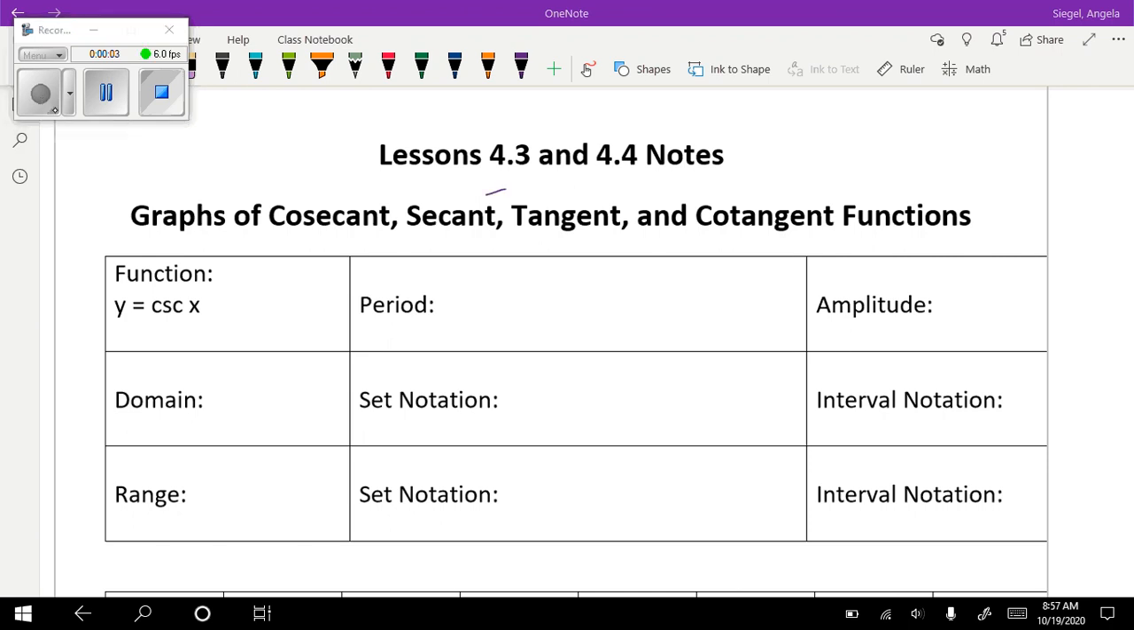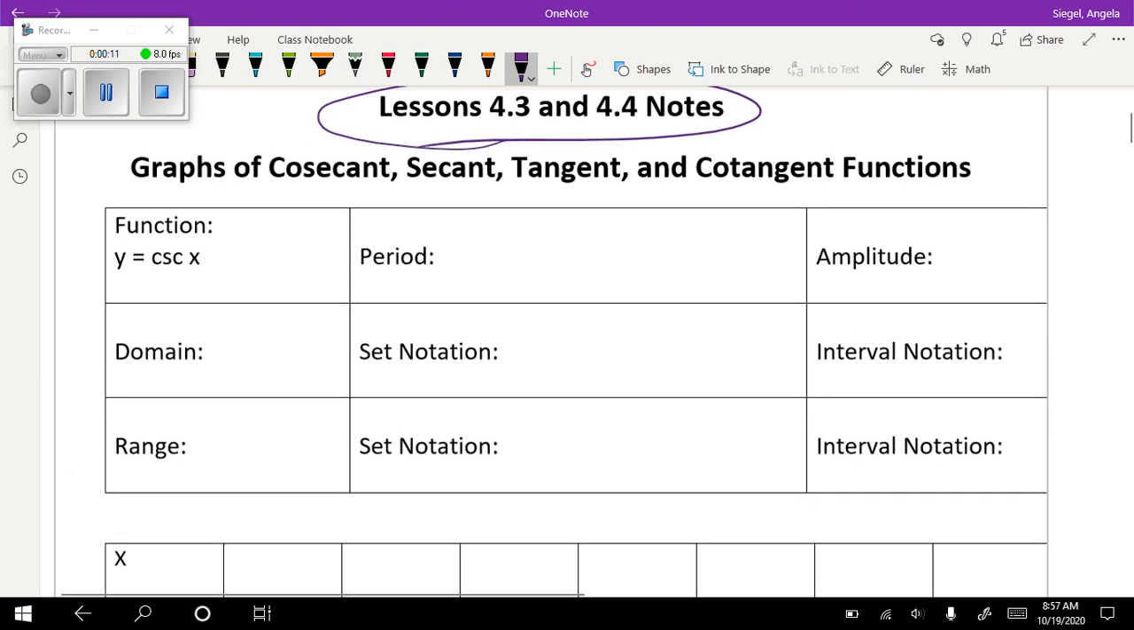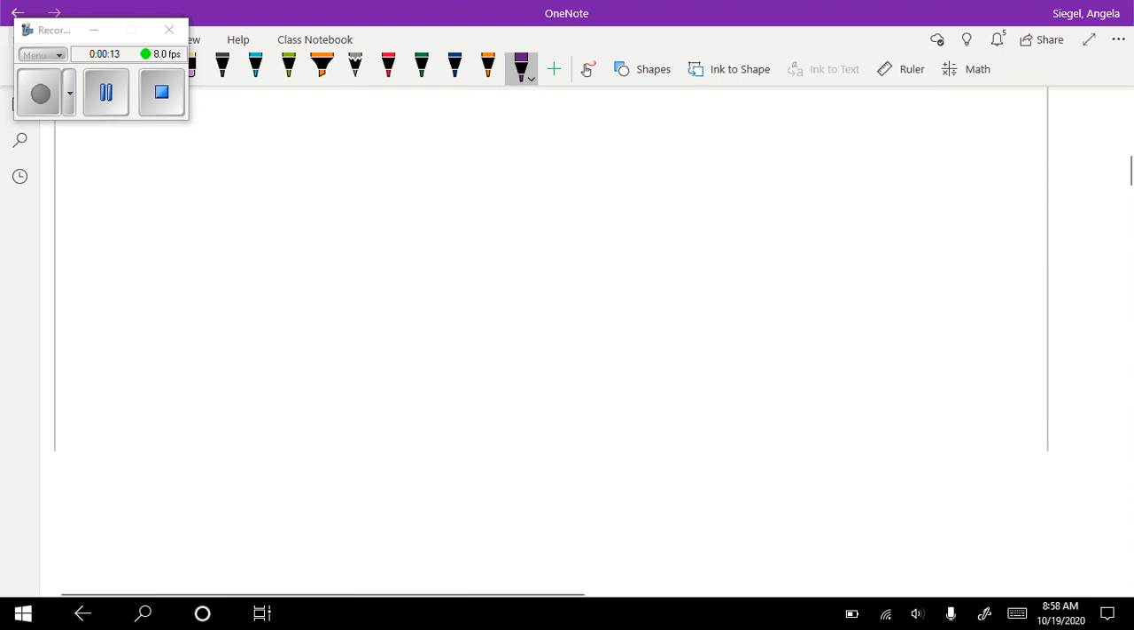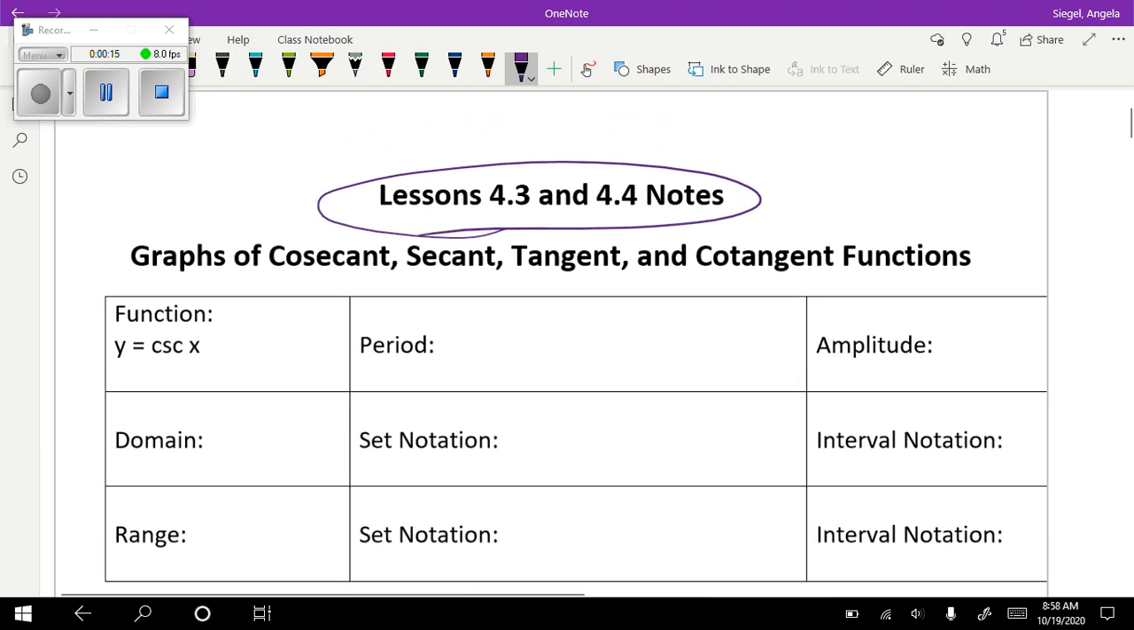Guys, we are going to combine lessons 3 and 4 in the book. So we're going to talk about the reciprocal functions of sine and cosine, which is the cosecant graph and secant graph. We're also going to talk about tangent and cotangent.